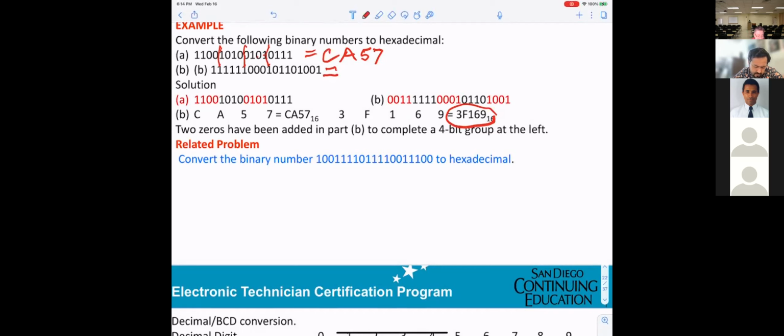Now you do for me a related problem. I want the answer for that. You must know, okay? This thing you will be using all the time.